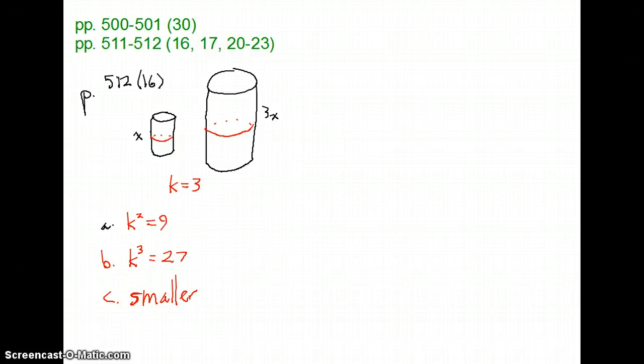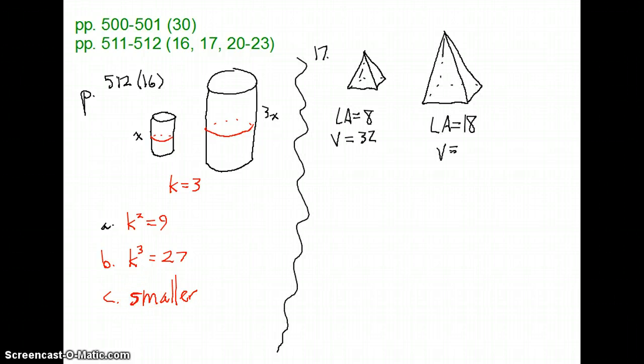Okay. All right, number 17 is a classic, like Phineas and Ferb level similarity question. These are supposed to be similar figures. I know that the lateral area of this is 8 and the lateral area of this is 18. If I was to compare those big to small, I would be finding the ratio of areas. So that is k squared.